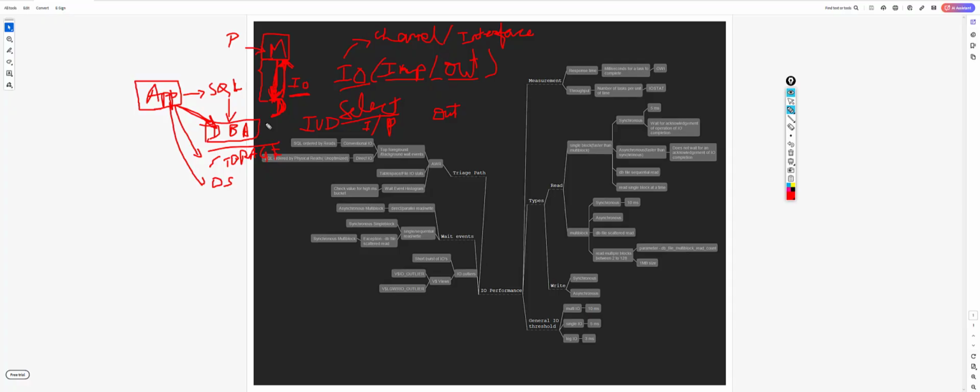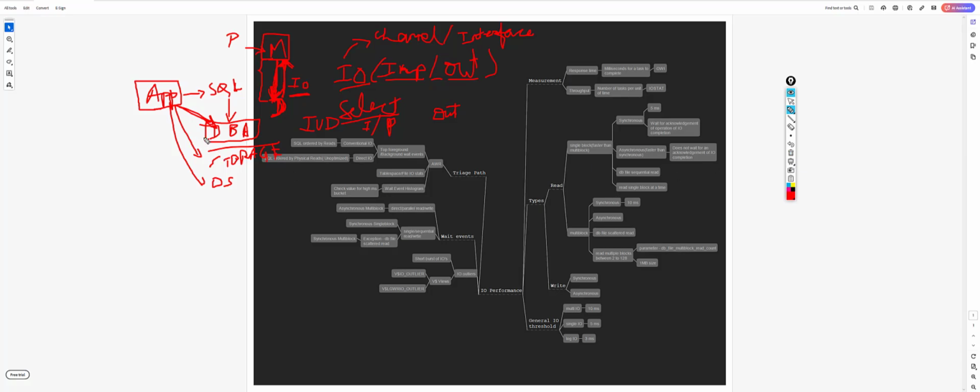For that reason, we need to make sure that there is a boundary between database, storage, or OS. Every blame cannot be on the database end. In the sense, every time the database is not responsible for the performance issues. So that's where we need to understand how to measure the I/O performance.